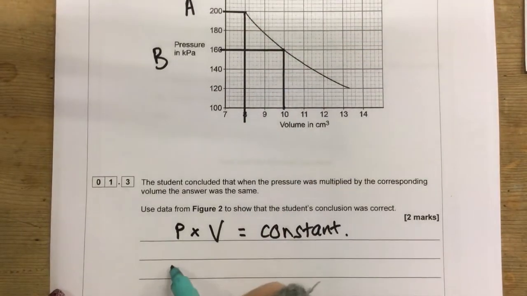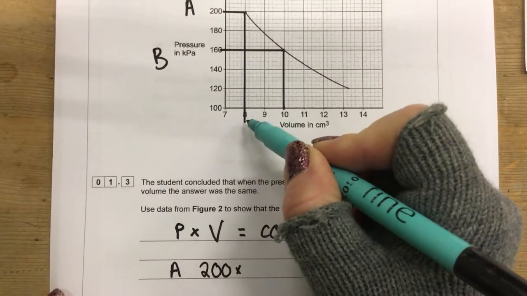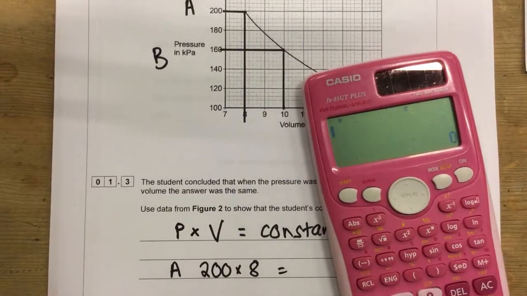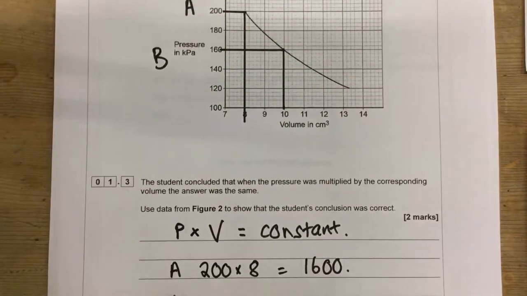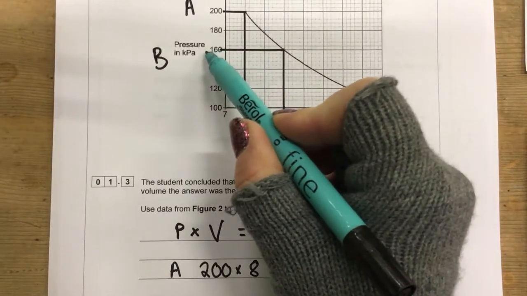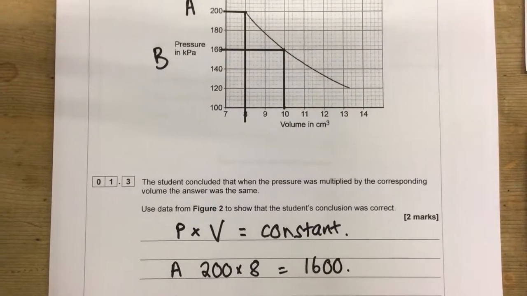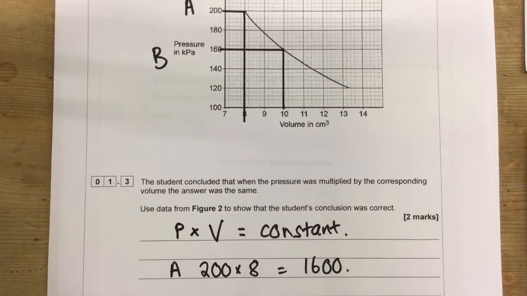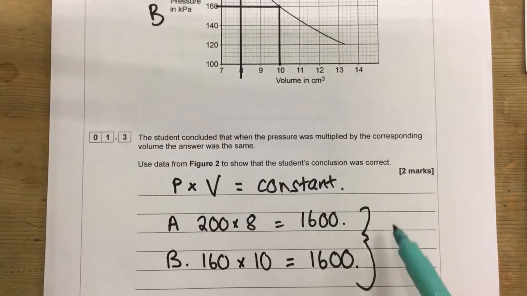So for A, I've got 200 times, on the bottom, 8. So that's my pressure times volume, which equals 1,600. So now let's look at B. I've got 160 times 10 on the bottom. And I can do that in my head. So that's 1600. And they are the same. So I have proved that the conclusion was correct.